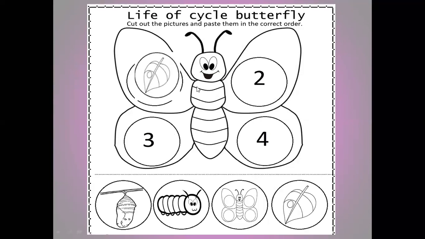Okay, Tala. Now the next is Fatima. Fatima, can you tell me what will come on the second stage? Pupa, caterpillar or butterfly? Caterpillar. Caterpillar, right. Very good.